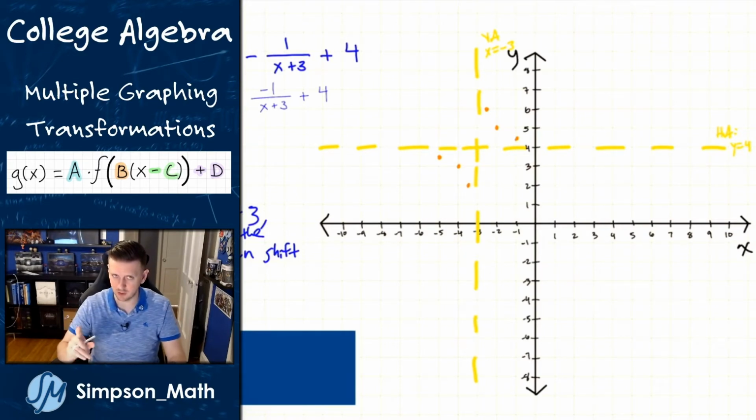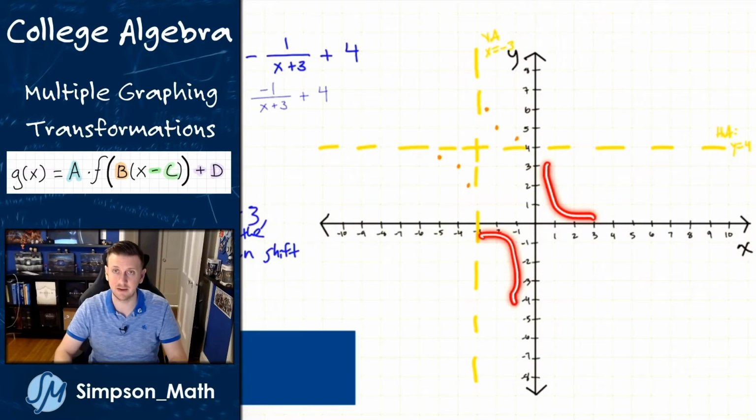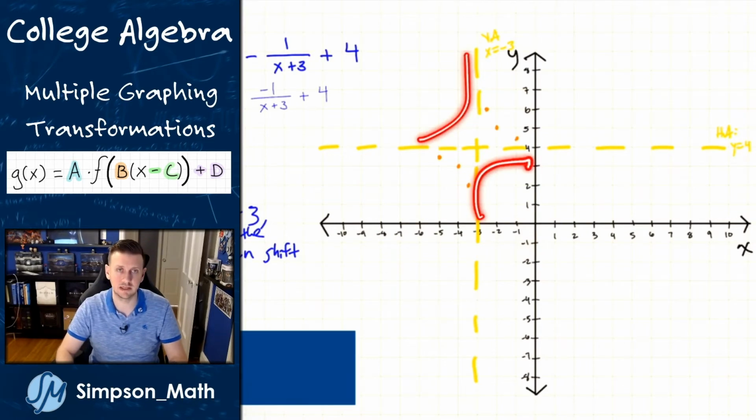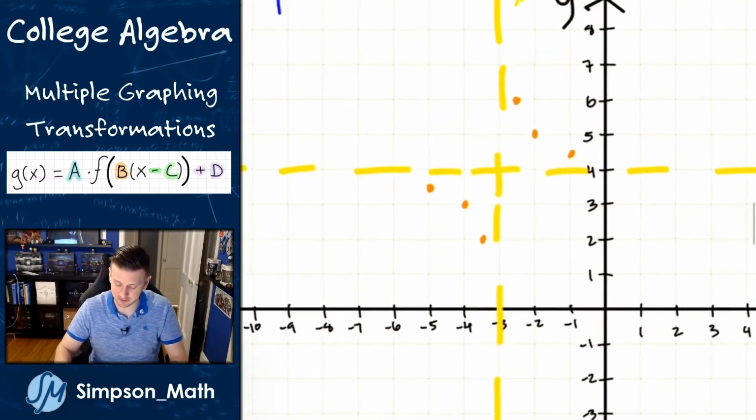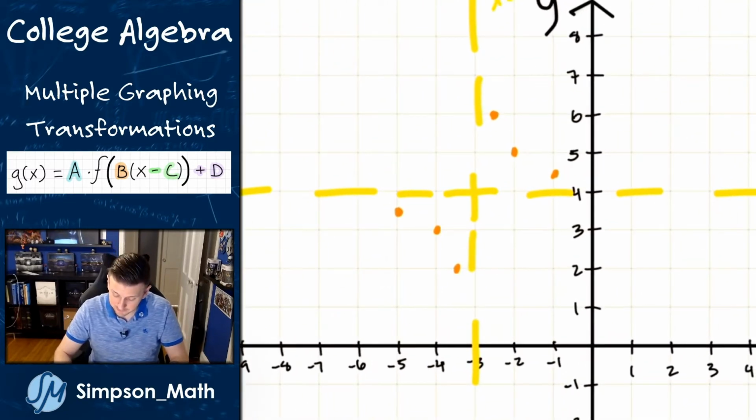So just to be clear, order of operations says I would have my rational function. I then would shift it left 3. I then would reflect it and it would look like this, and then I would shift it up. So that's what the order says to do. I'm lazy, and I want to write as few dots as possible. So I'm going to do this.